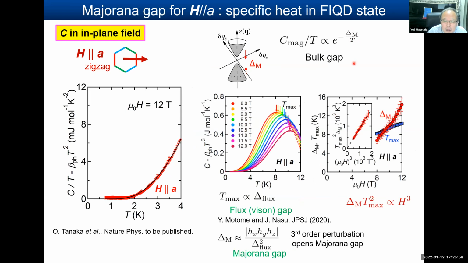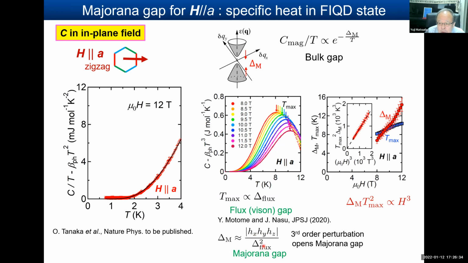The heat capacity shows a broad peak at high temperatures. According to the calculation by Motome and Nasu, this peak temperature is proportional to the flux gap temperature. According to the original Kitaev paper, this Majorana gap is proportional to the cube of the magnetic field divided by the square of the flux gap.